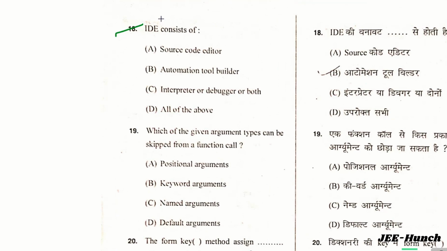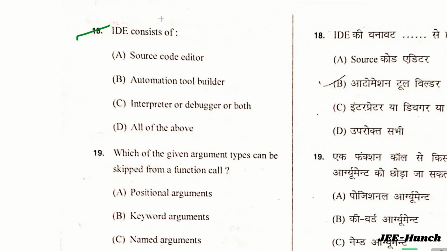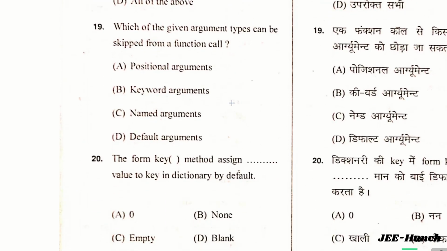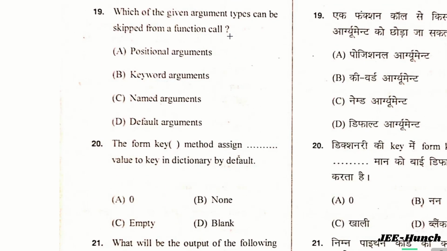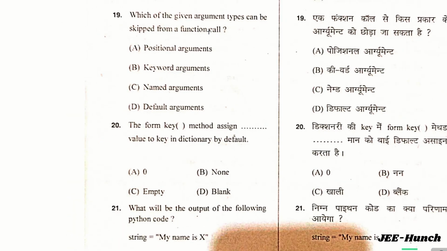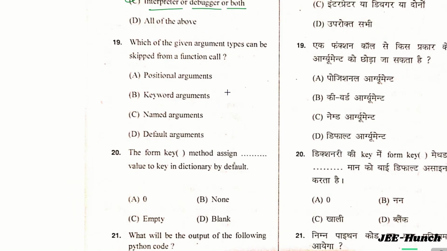IDE consists of. Here you all know option number C is correct. Interpreter or debugger, both. Next, which of the given argument types can be skipped from a function call? So which type of argument is skipped from the function call? Here your answer will be default argument. Default argument is skipped from the function call.